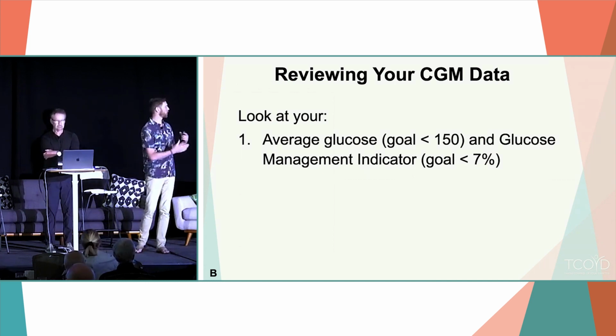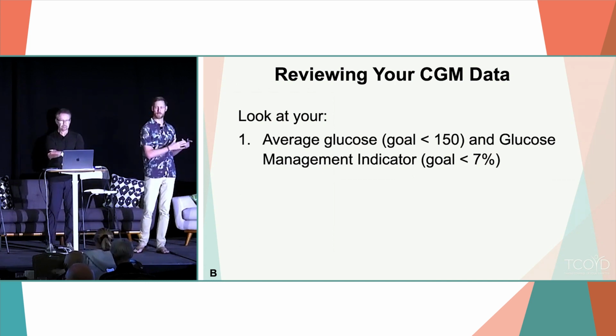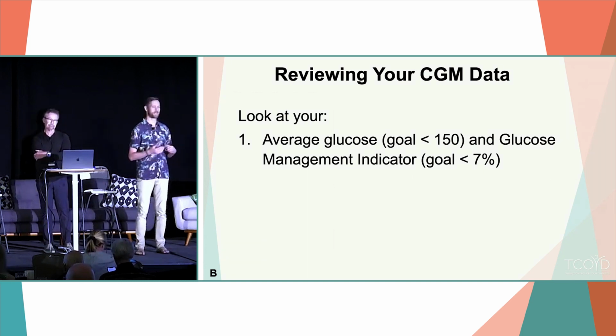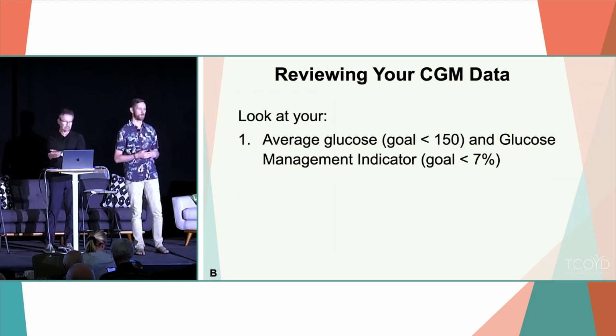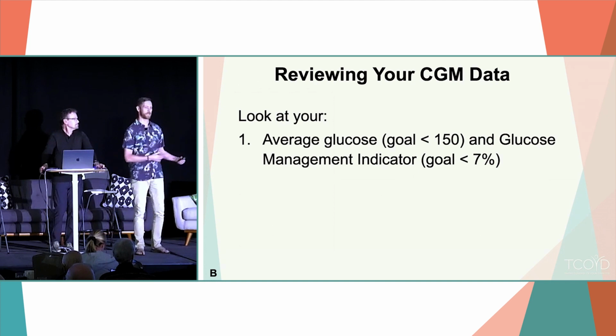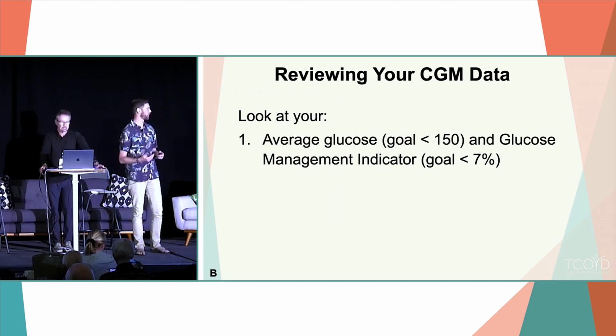And there are some general goals that we list here that are actually the goals that the societies recommend. Of course, everyone will have a different average blood sugar goal, and it depends on where you're starting, it depends on where you're trying to go. But in general, we shoot for less than 150 as an average blood sugar goal.